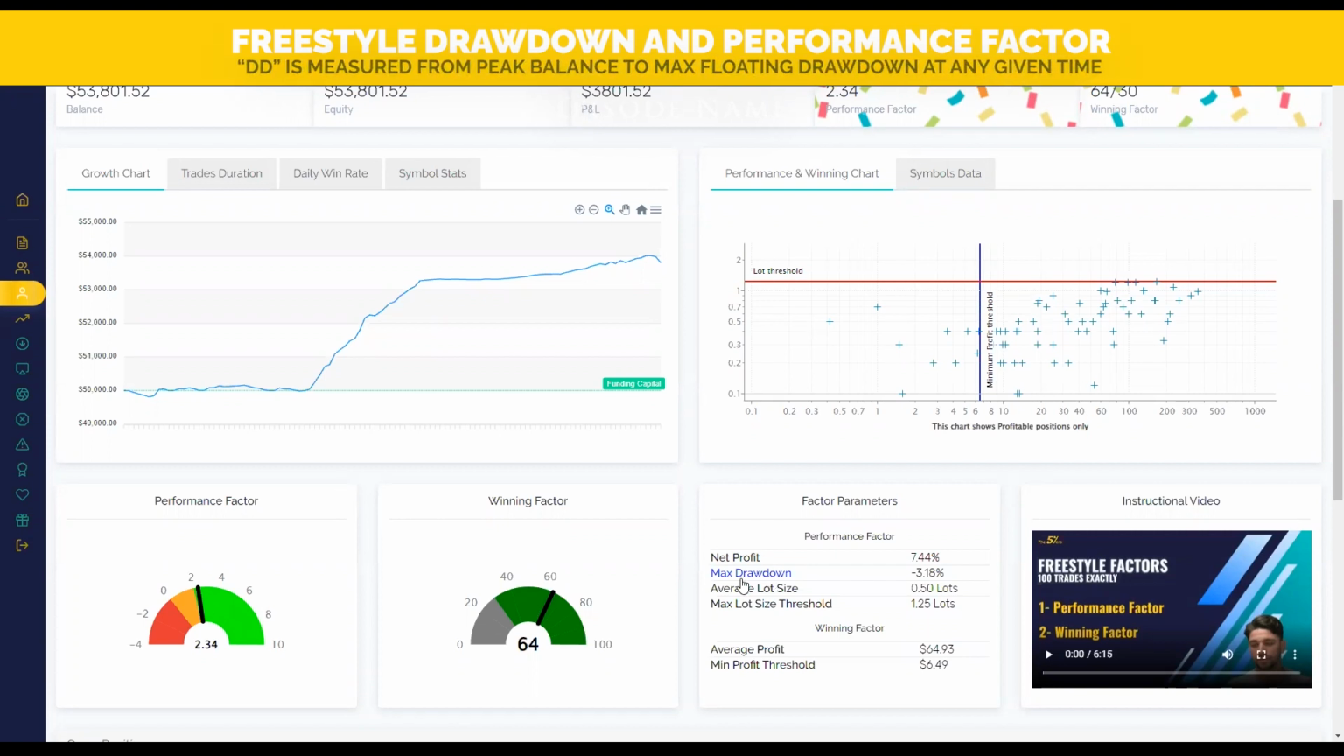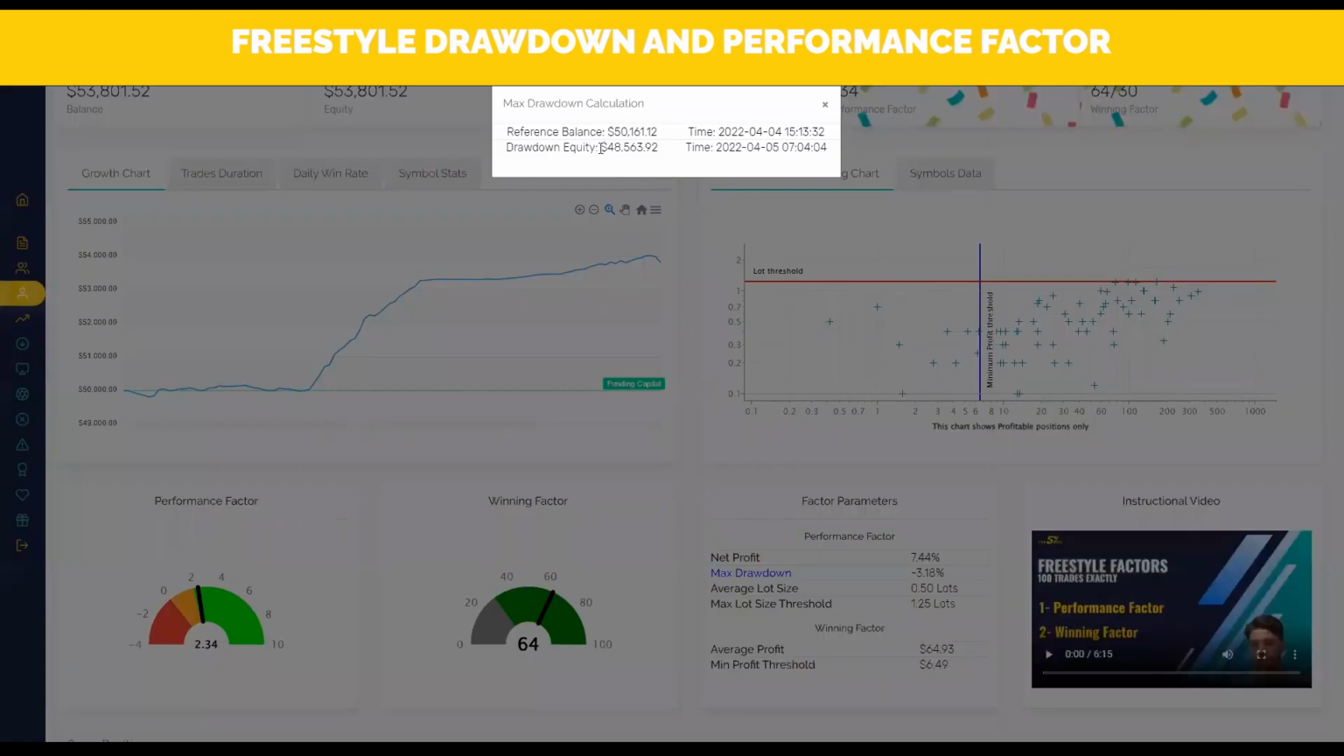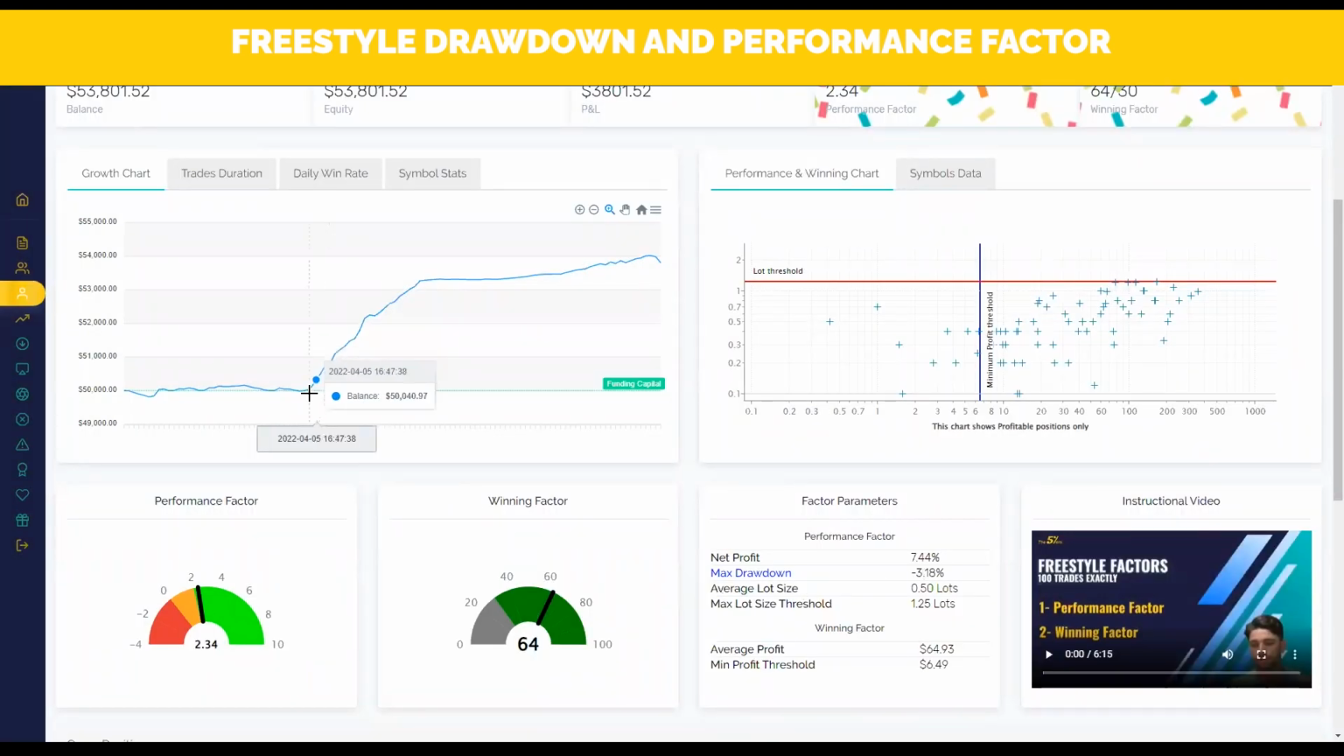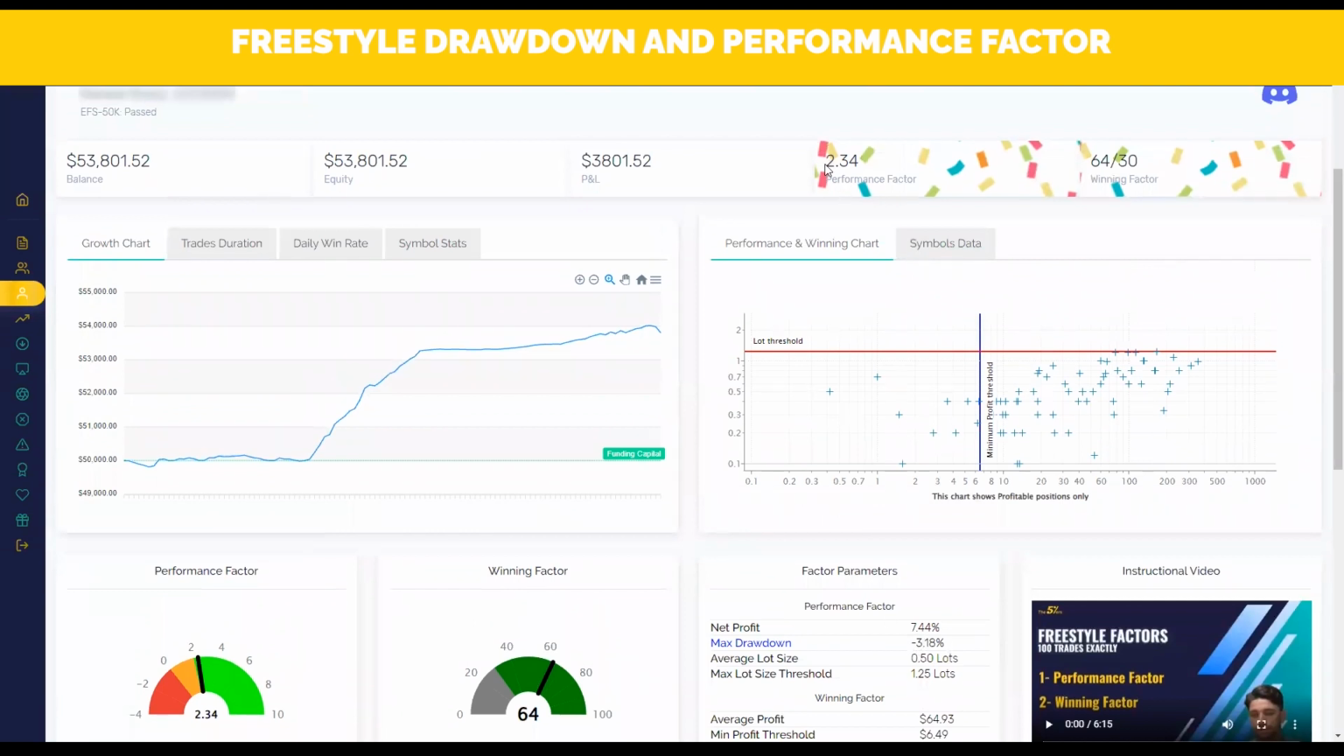So if you click here, guys, you will see exactly when that drawdown was made. We have the reference balance, the date and the time, and the equity. That's what caused the 3% drawdown in this account. It was around here, when he was a little bit up from the funding capital, and he had a floating position that incurred the 3% drawdown. That doesn't matter in real time. If we went back in time and saw the drawdown, I guess the profit factor was less than 2, but that doesn't really matter.